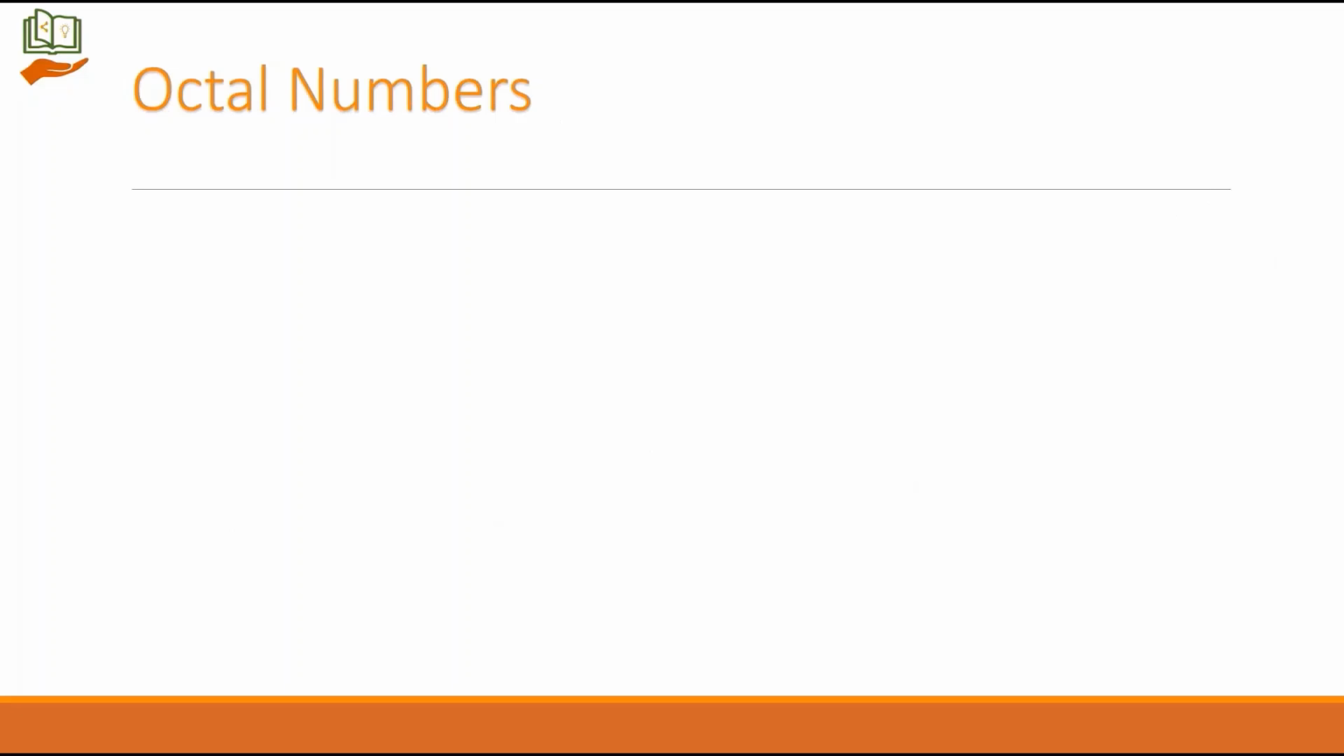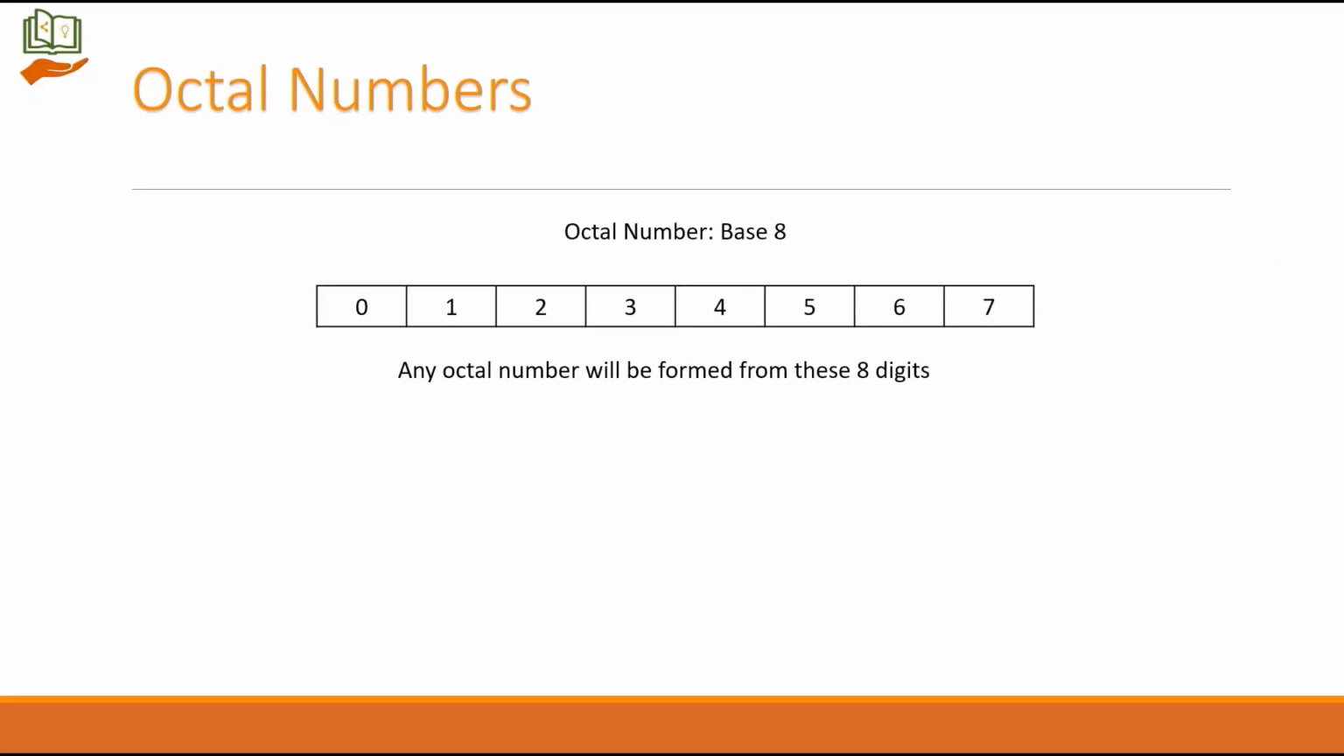The next number system that we are going to see is octal. So octal is base 8. Once we say it has 8 digits, it means it starts from 0 and ends with 7. Any number that has 8 or 9 will not be octal. So when they ask whether a particular number is octal or not, you need not calculate anything. Just check whether all the digits fall in this range. If they are in this range, then it's octal. Any octal number will be formed only from these 8 digits.